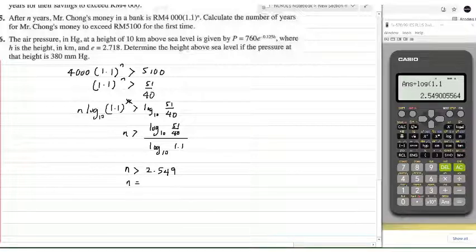Because the question asks us for the number of years, right? The number of years should be the nearest integer after 2.549. It is not rounding off. You must understand the difference between rounding off and the solution for this number. n will be equal to 3 years.